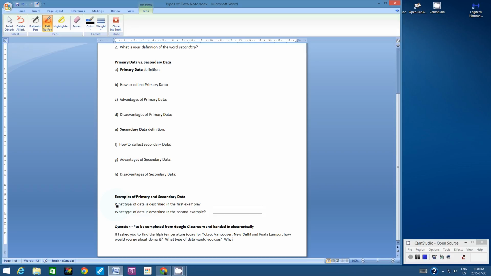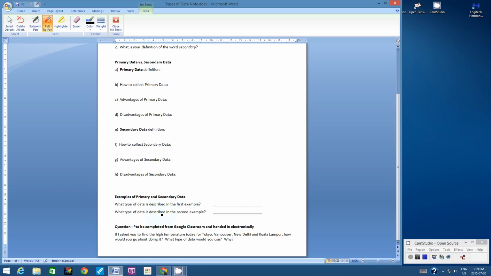So we have example one. Your teacher asks you to personally collect data from your classmates about how many siblings they each have. The results from 15 students surveyed are 2, 0, 1, 3, 2, 1, 2, 1, 2, 4, 2, 2, 3, 3, 2. So what do you think this is an example of? Primary data or secondary data? Please write your answer in the space provided right here.